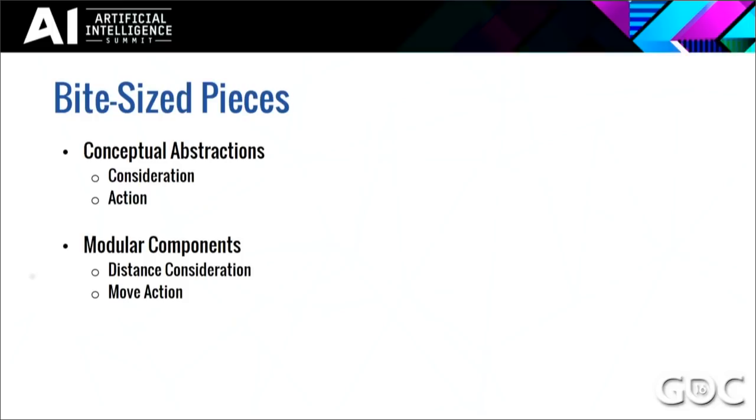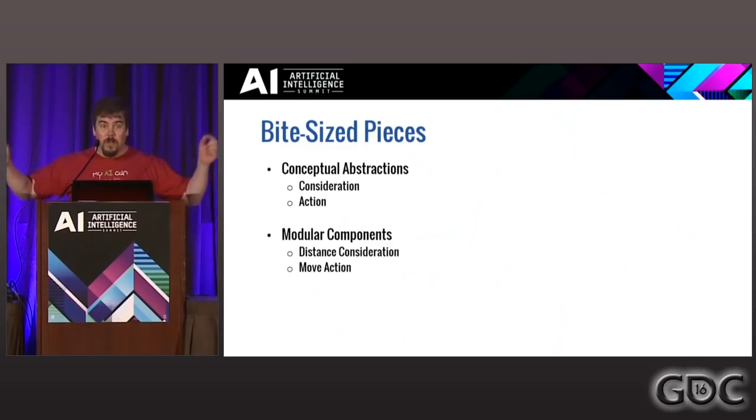Once I've got my conceptual abstractions, then I start to build modular components. These are implementations of the different abstractions. So a distance consideration measures the distance between two points and gives some evaluation of that. A move action handles moving to some specific distant position.